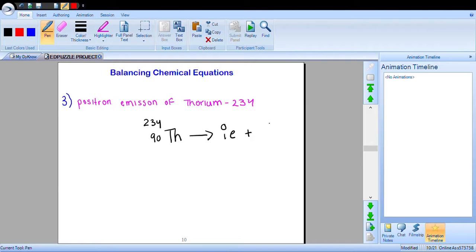We combine: 234 minus 0 is 234. 90 minus 1 is 89. 89 on the periodic table is Ac, which is actinium. This is the balanced chemical equation for a positron emission.